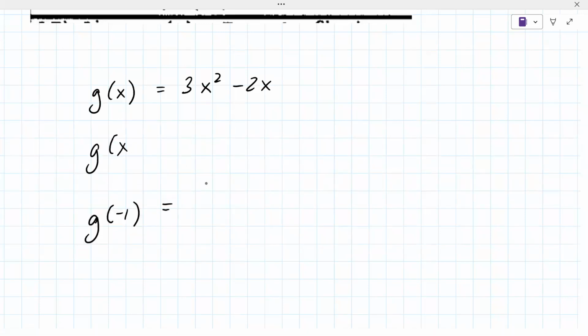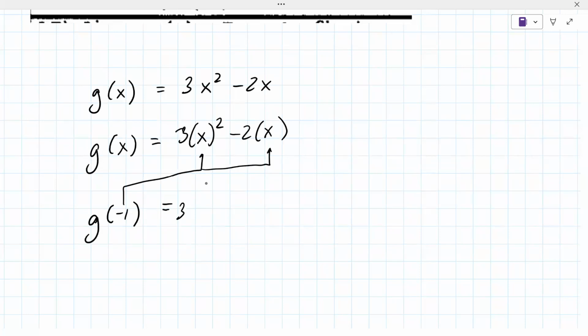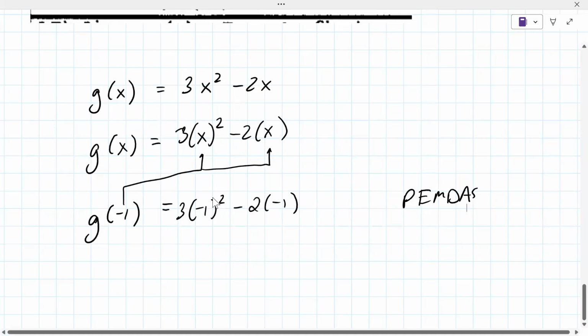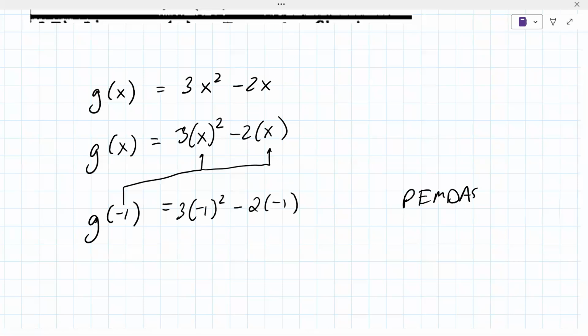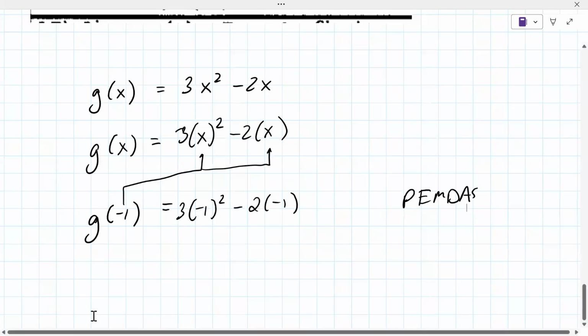One of the things that I show students, and I think this will help you, is the variable is actually in parentheses, just the variable. So when you put the -1 in, you're putting it in parentheses. So it's 3 times (-1) squared minus 2 times (-1). Order of operations tells you to do exponents first. You don't multiply first, you do the exponents first. What is (-1) squared? Oh, it would just be 1. Okay, and 3 times 1 is 3.